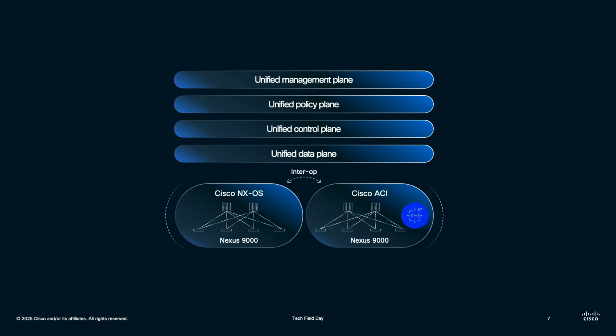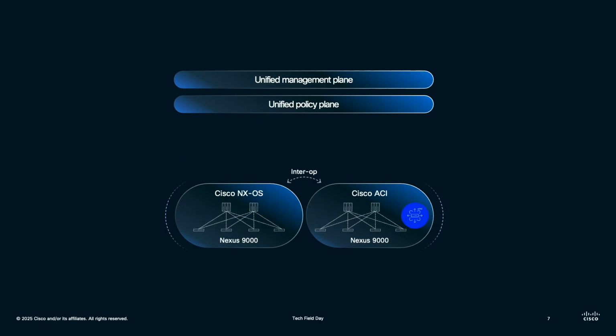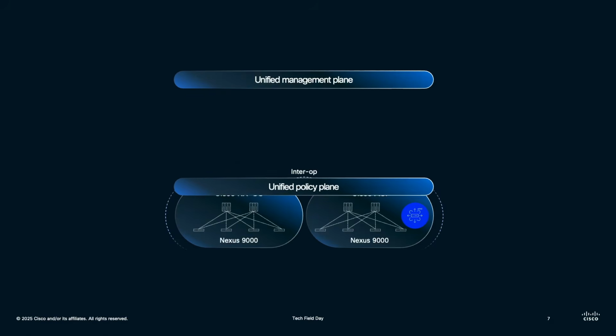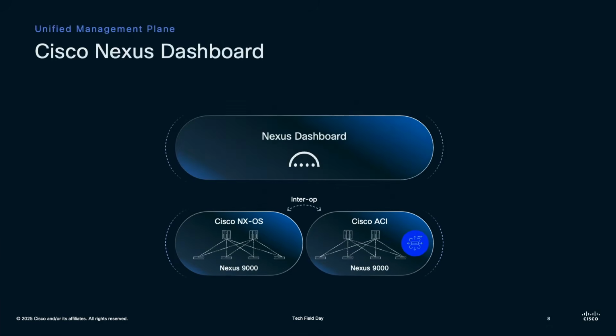And if you look at this architecture, the data plane lives in the switching infrastructure, so does the control plane, and so does the policy plane from an enforcement point. But the one that lives outside of this physical infrastructure is the management plane. And that's how we come to the unified management plane for Nexus, and we call that Nexus Dashboard.